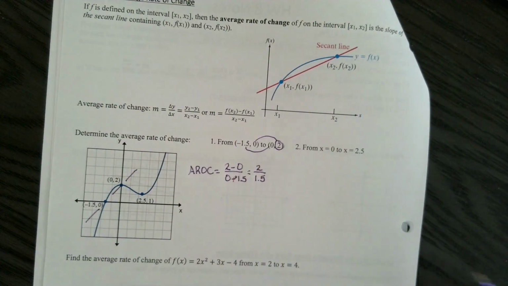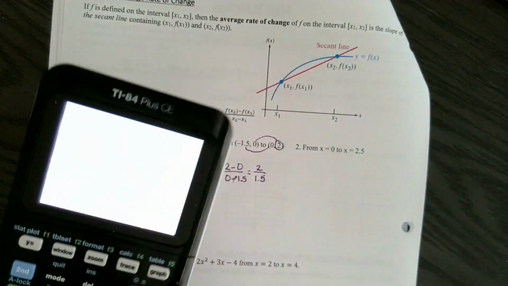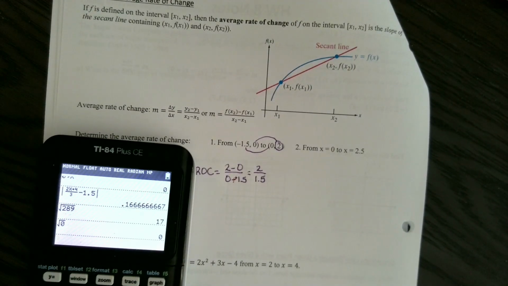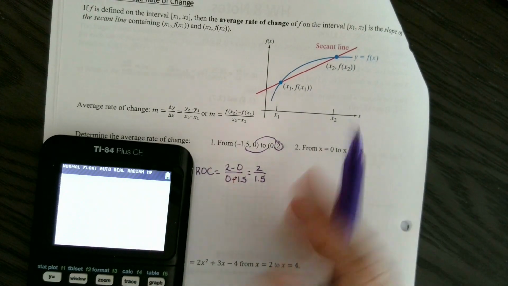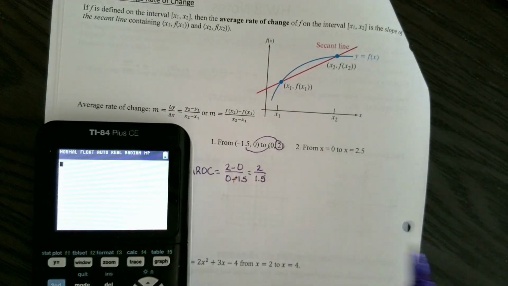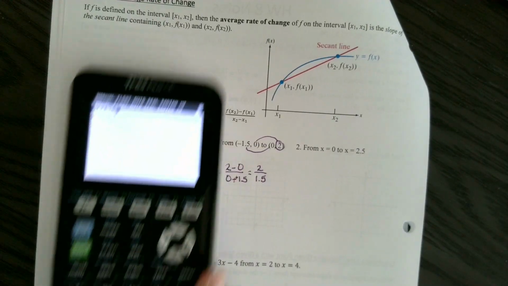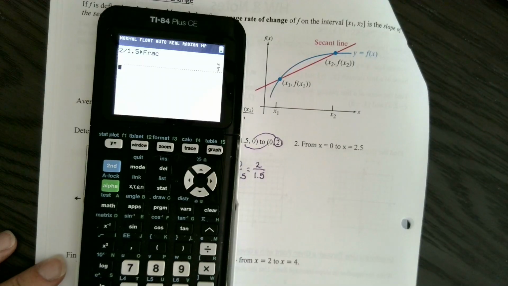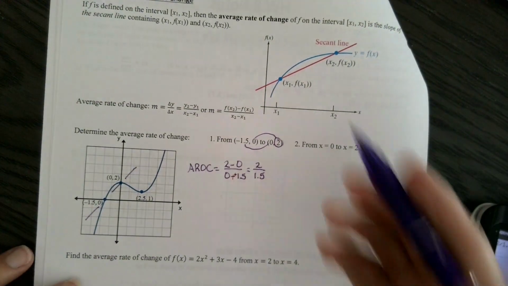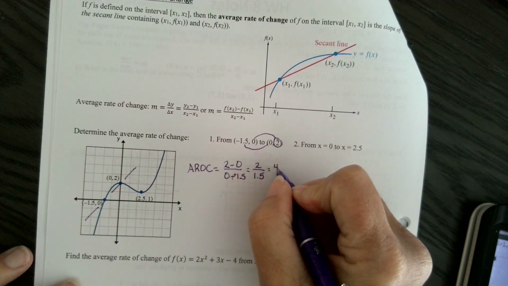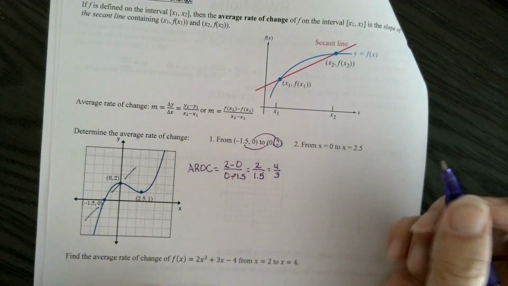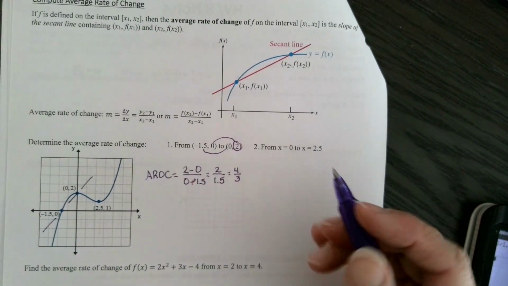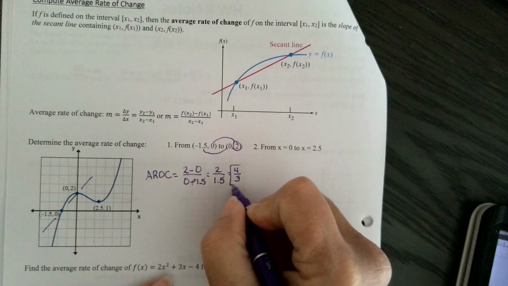Now, this is a bad way of writing this, okay? You don't want a decimal inside of a fraction. So you're just going to change it. I don't care if you use your fraction key. I don't care if you just do division. It's faster for me to just say 2 divided by 1.5, and then I'm going to hit my math button, change it to a fraction. Or you can use your fraction key. I don't care. So it becomes 4/3. So that is your average rate of change.